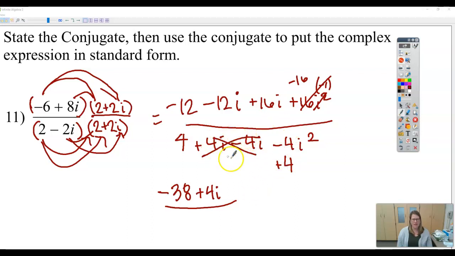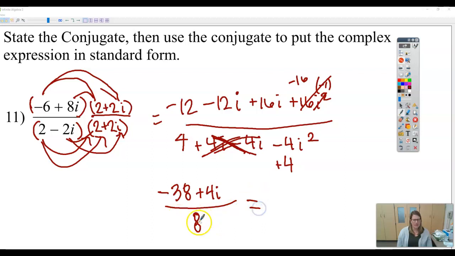Now, the i's in the middle should cancel out every time if you multiply your complex number by its conjugate. Every time you do that, those middle two terms should cross out. So just make sure when you're doing that they do, or you've probably made a mistake somewhere. So my denominator is now just 4 plus 4, which is 8.